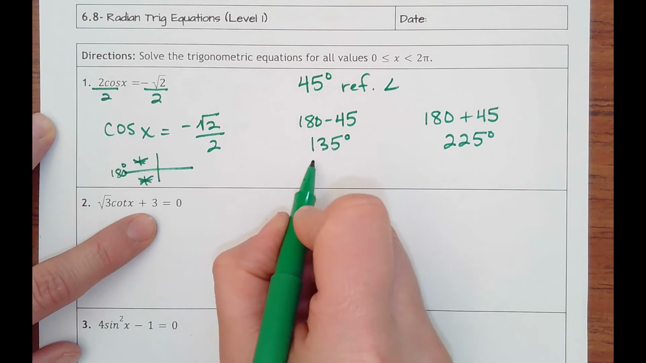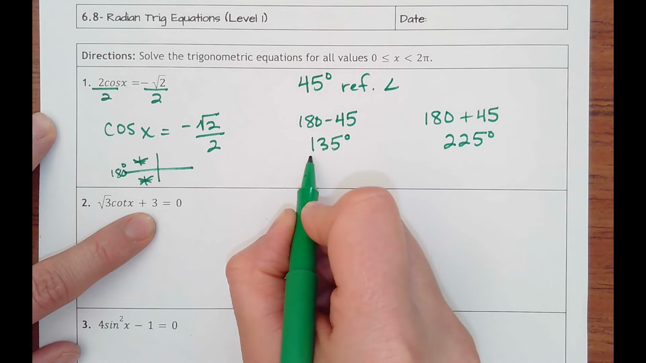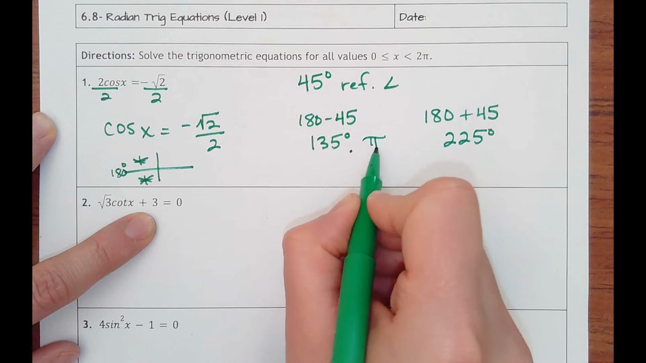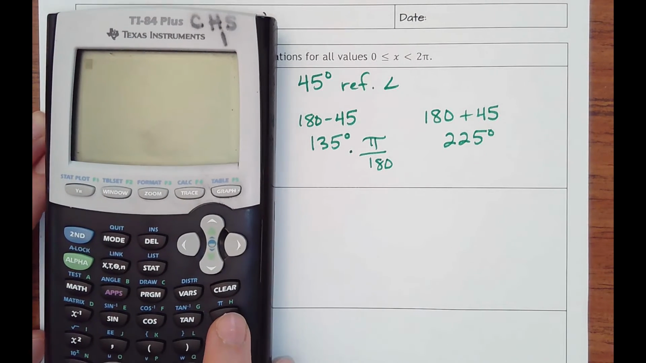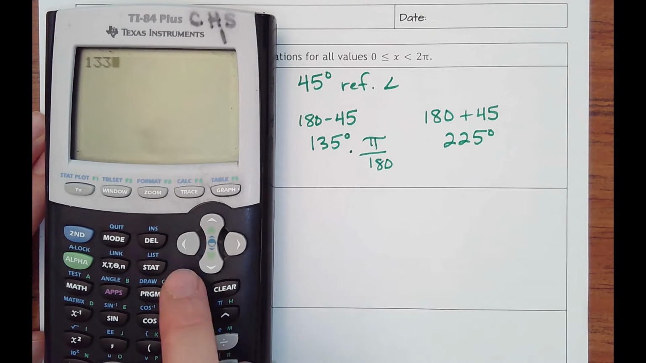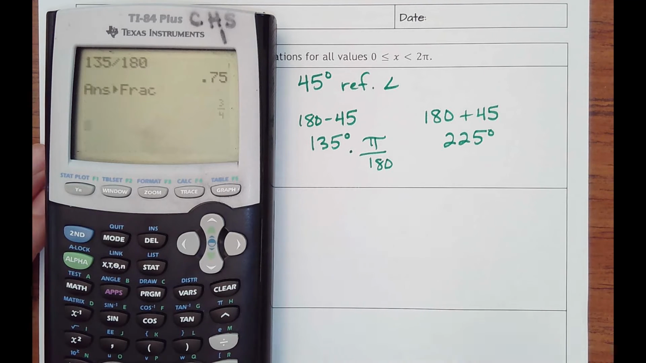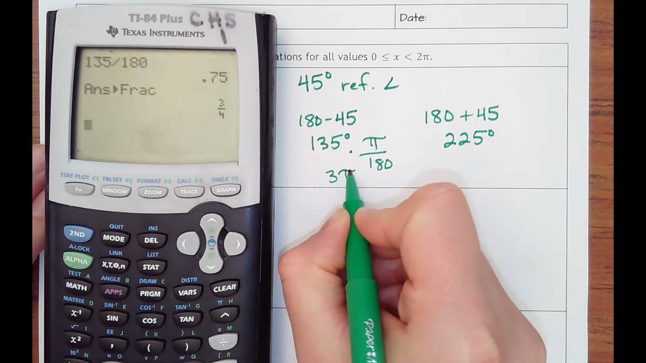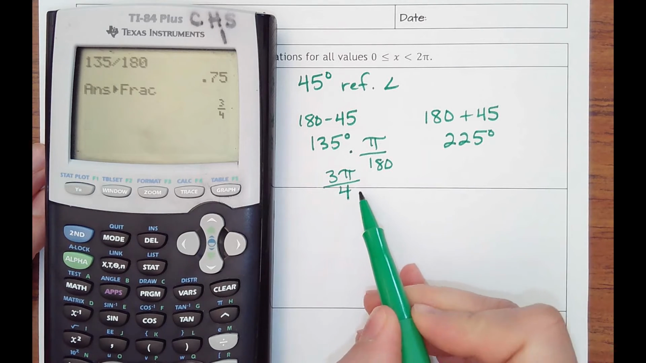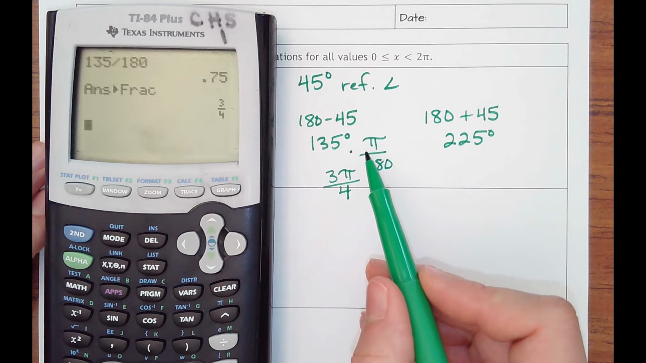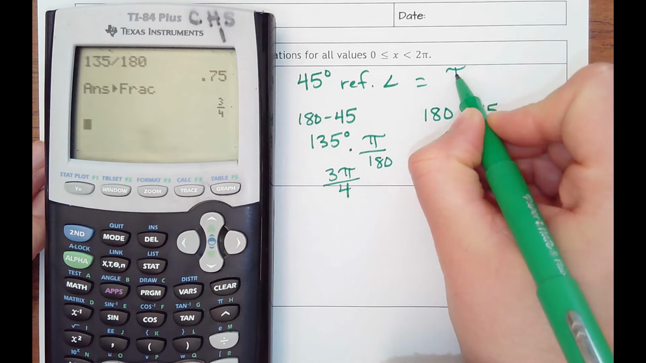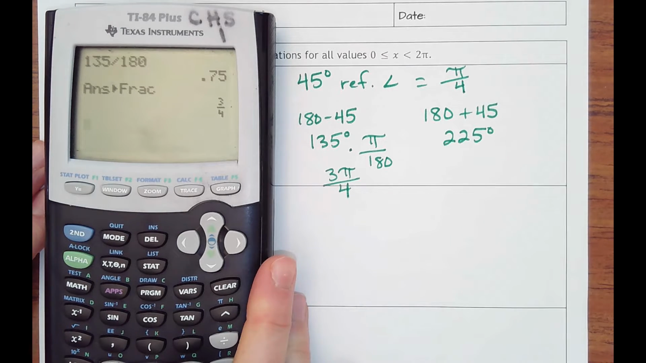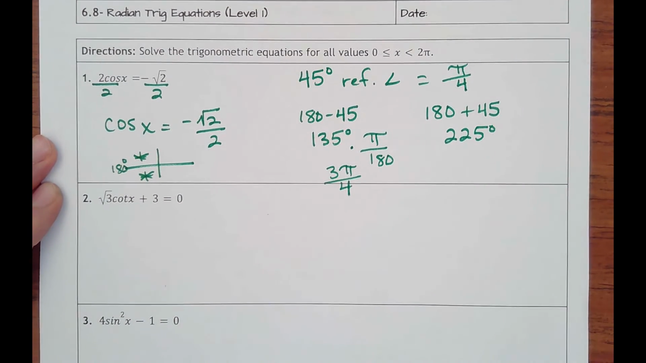And then remember that when you're trying to turn degrees into radians, it's times pi over 180. And so what you can do is take 135, divide by 180, turn it into a fraction, and then that would be 3 pi over 4. The other thing is you should know what that is, because a 45 degree reference angle equals a fourth of pi, or a pi over 4. And so at 135 it's 3/4 of the way.